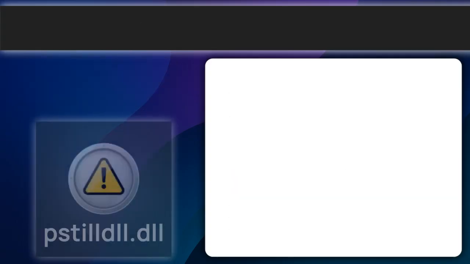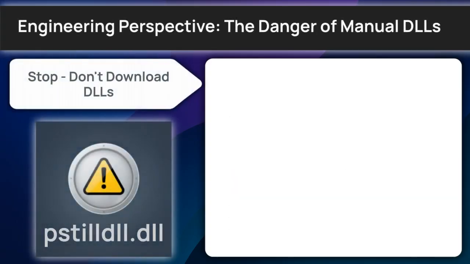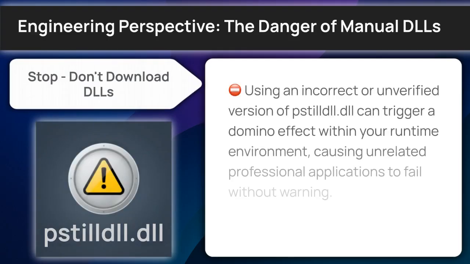From a systems engineering perspective, there is one major security pitfall I need to help you avoid. Always prioritize system safety by avoiding manual swaps of Pstilldll Library DLL. Downloading individual DLLs from third-party sites is a common way for hackers to inject spyware and ransomware directly into your operating system.